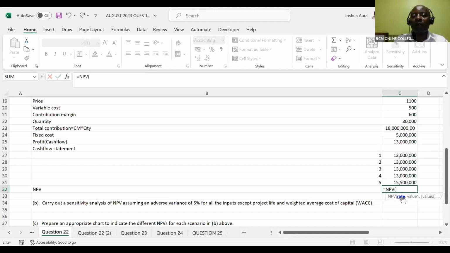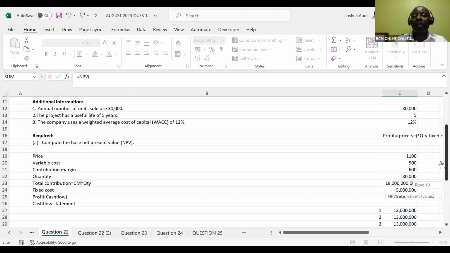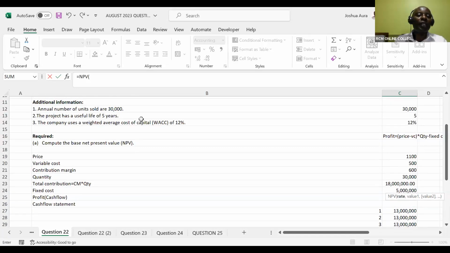Then from there, I have the rate. So the rate, ladies and gentlemen, what rate do we have? I'll come and pick the rate. Fortunately, I have it here. It was written inside here, but because I would want to use it in my formula, I transferred and put it here. So the rate is 12%. Great, I've been able to pick the rate.